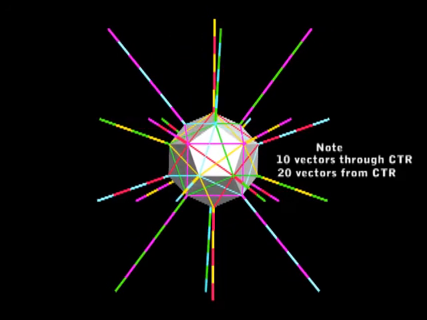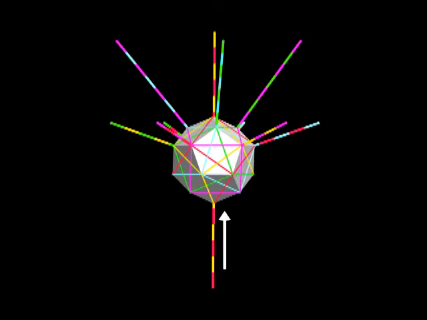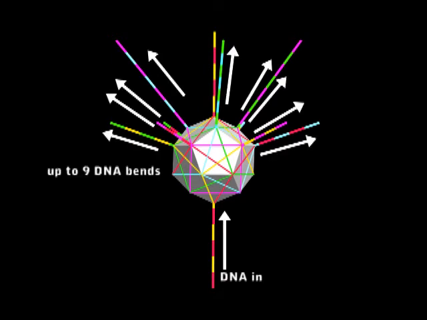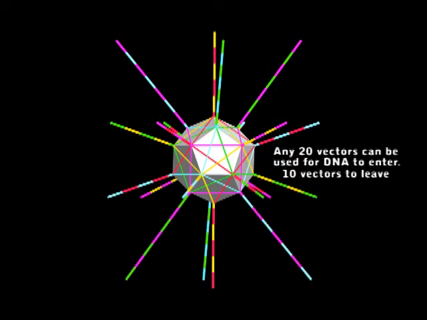I showed in my previous videos that DNA can go in one vector, and it is possible to make a bend in 9 other vectors. So the DNA could go in any of the 20 vectors and come out 9 bends and a straight. It would probably make a good math permutation.